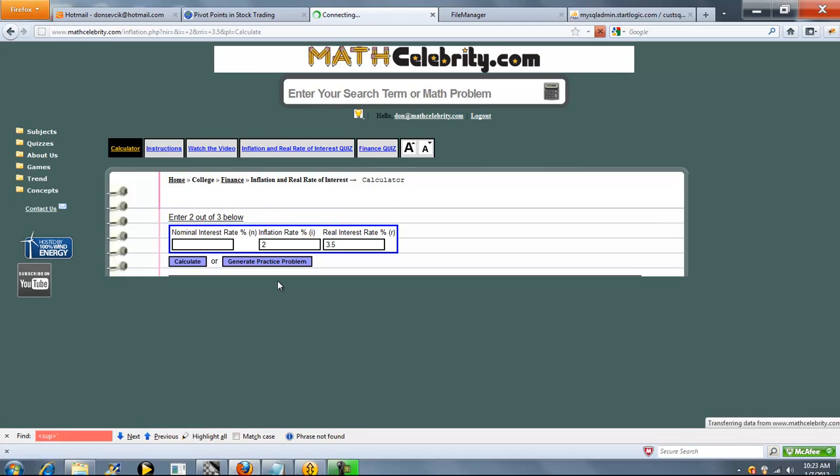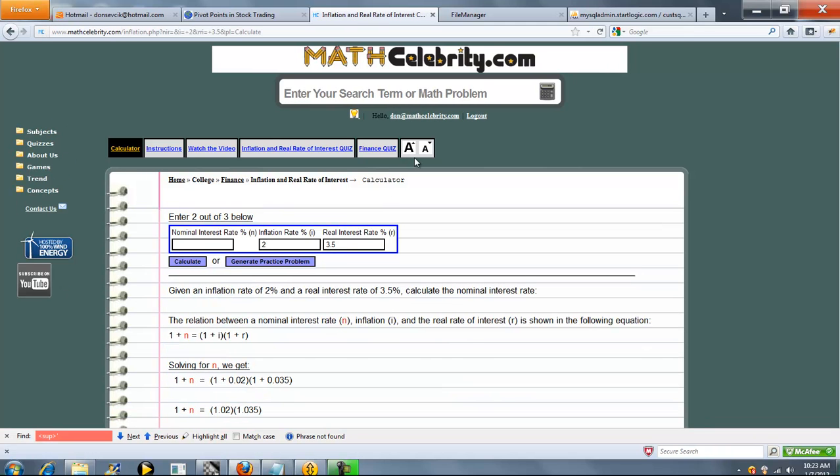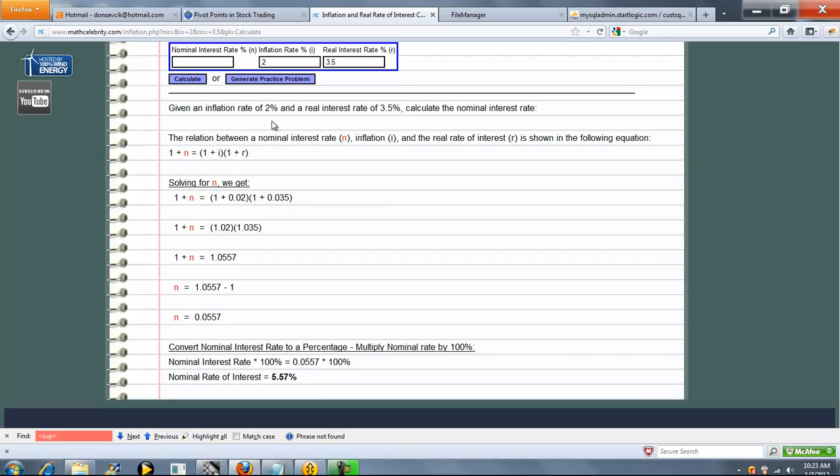We'll start with solving for nominal. We press the calculator button. So it says inflation rate is 2, real interest rate is 3.5, what's nominal? For each of these problems, we're going to set up the relationship between N, I, and R, isolate the variable, then solve. N's pretty easy. All we need to do is plug in our numbers, subtract 1, and we get our nominal rate. We multiply by 100 to state that in interest rate format.